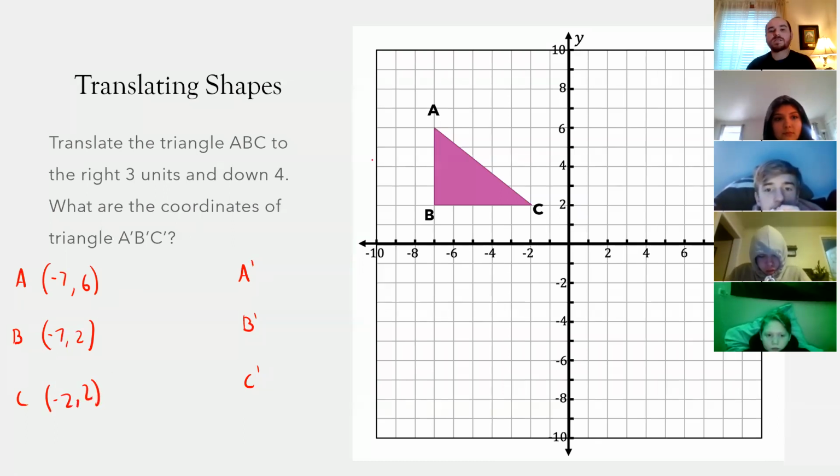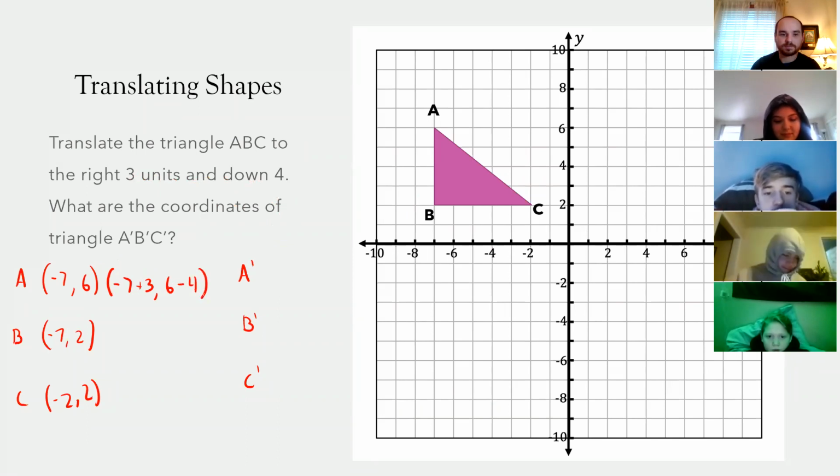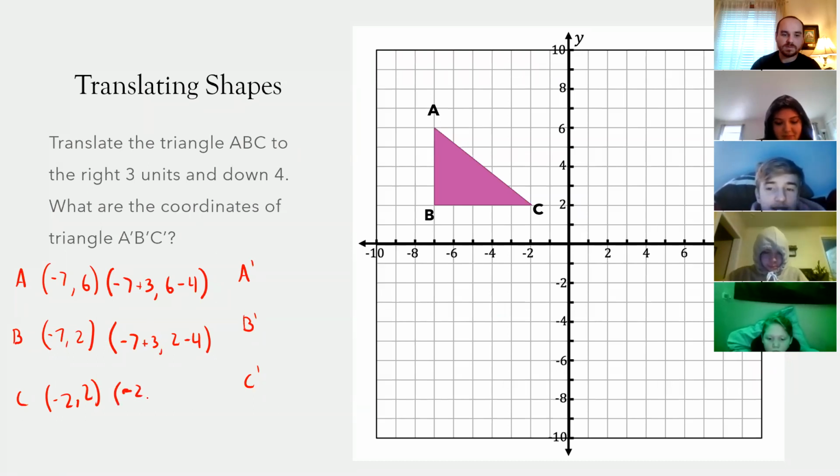Now, the nice thing about this is since we're translating this whole shape, we're doing all of them the same. So we're going to move all of the points to the right 3 units and all of the points down 4 units. When we're moving to the right, that's positive in the x direction, so we're going to add to our x value. So we have -7 plus 3. And when we're going down 4, we're going to subtract 4 from our y. So we have 6 minus 4. For the second one, we're going to do the same thing: take our x, add 3, take our y, subtract 4. And for the last one, take our x, -2, add 3, and take our y and subtract 4.